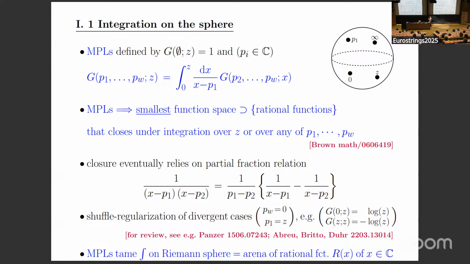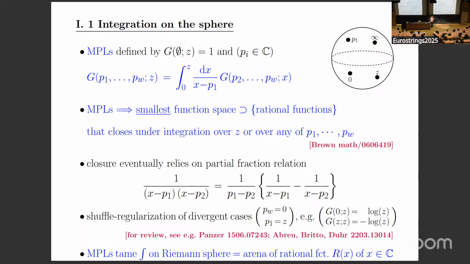And they close not only under integration in Z, which is somewhat obvious from the definition, but they even close if you integrate in these P variables here. This is a little bit harder to see, and in one way or another, you need partial fraction to make that happen. If time allows, I will tell you about a higher genus version of this partial fraction relation.